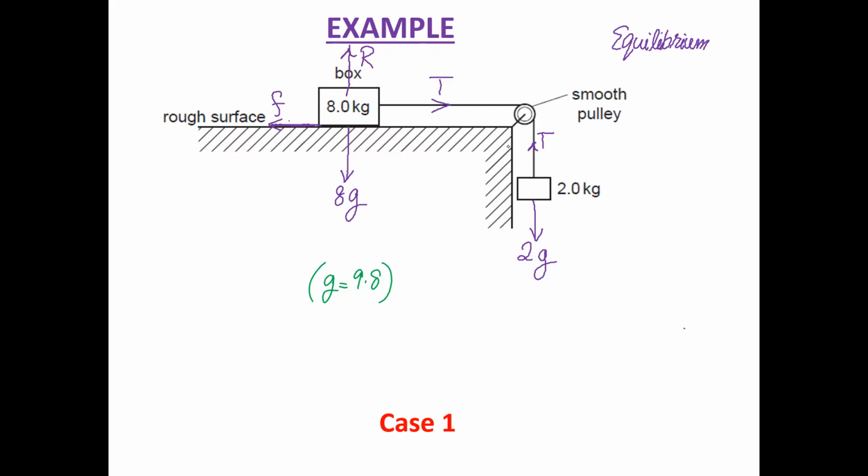So what is that 8G? G is 9.8. It's a weight now. 8G is a writing style. 8G means 8 kg into 9.8. It's a weight, the force acting downwards on the 8 kg. Yes, this is the weight. Okay.